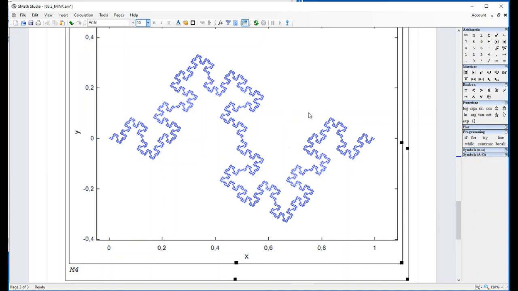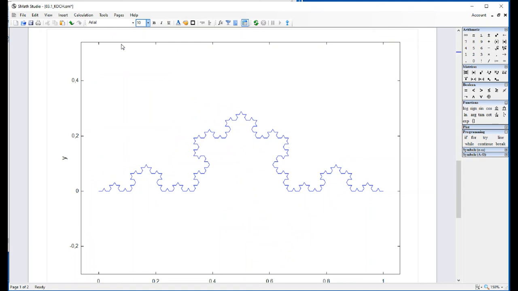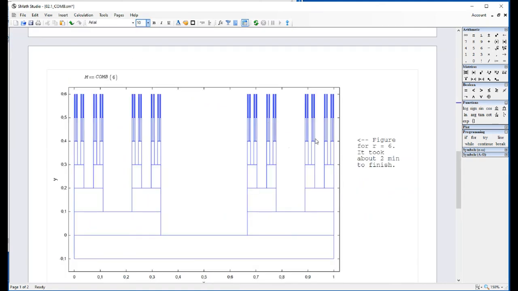And with that, I want to just go over again the Koch curve presenting self-similarity, and the Cantor comb presenting self-similarity. This is the whole fractal object that I wanted to present for this particular video.